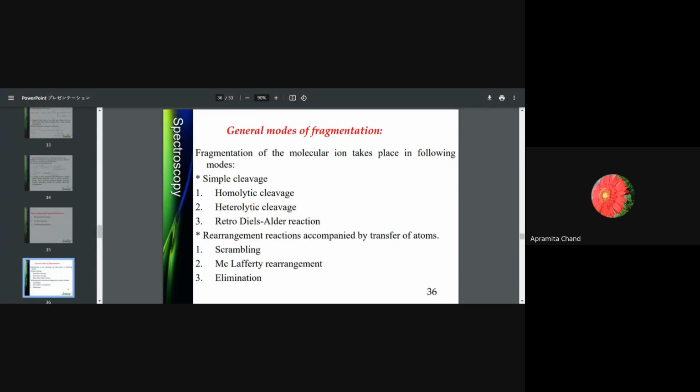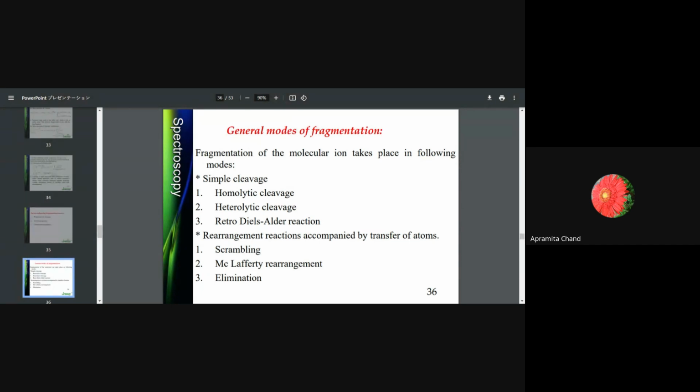एक होता है homolytic cleavage. ठीक है, homolytic cleavage you have seen in photochemical processes. We have all learnt about homolytic cleavage in photochemical processes. And similarly, you can also have heterolytic cleavage where the two parts will not be equal. And you can also have retro-Diels-Alder reactions.